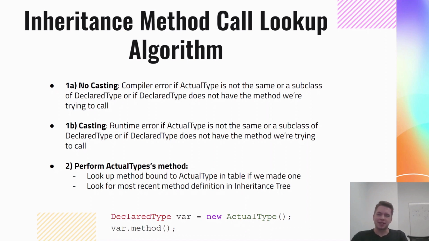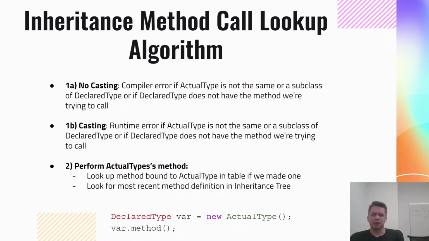So the first step depends on whether you're casting or not. If you're not casting, then we'll check and throw a compiler error if actual type is not the same or a subclass of declared type, or if declared type does not have the method we're trying to call. Great, just a simple error check. If we are casting, then we'll throw a runtime error if actual type is not the same or a subclass of declared type, or if declared type does not have the method we're trying to call.